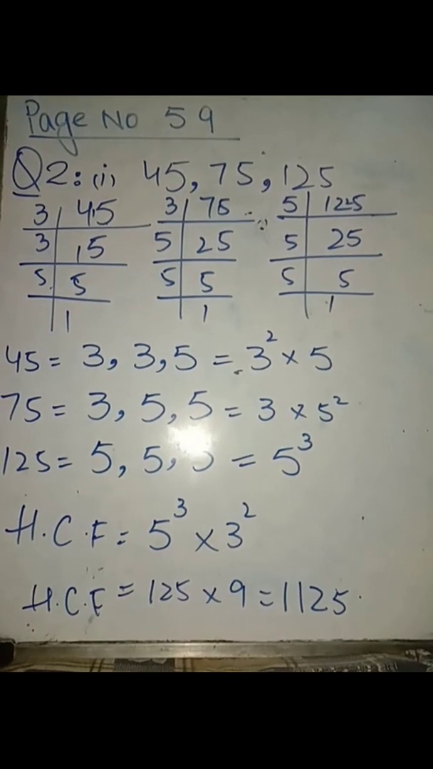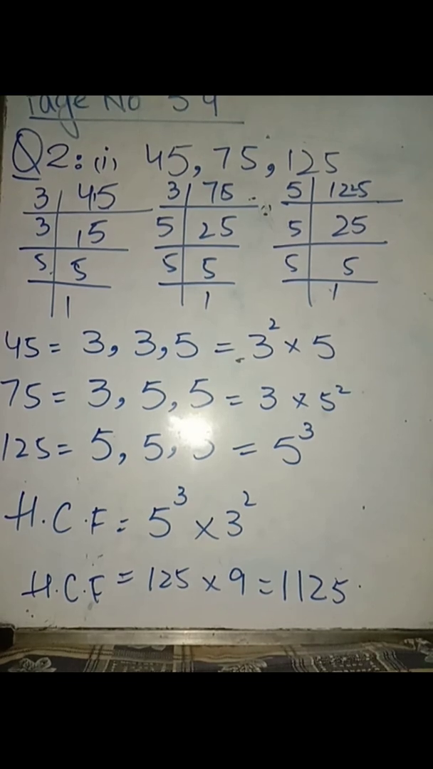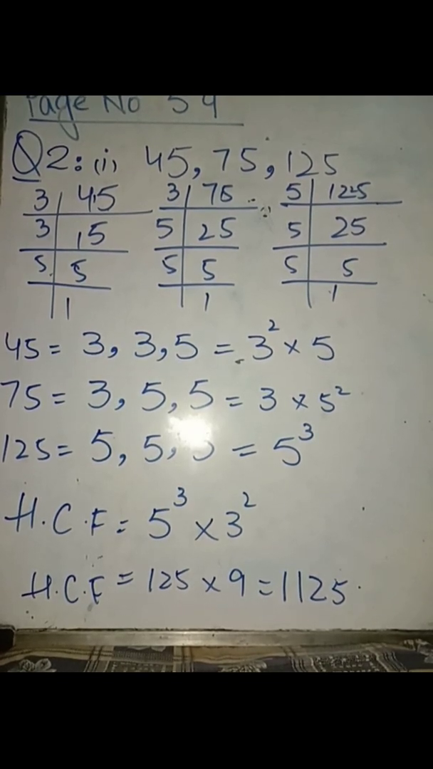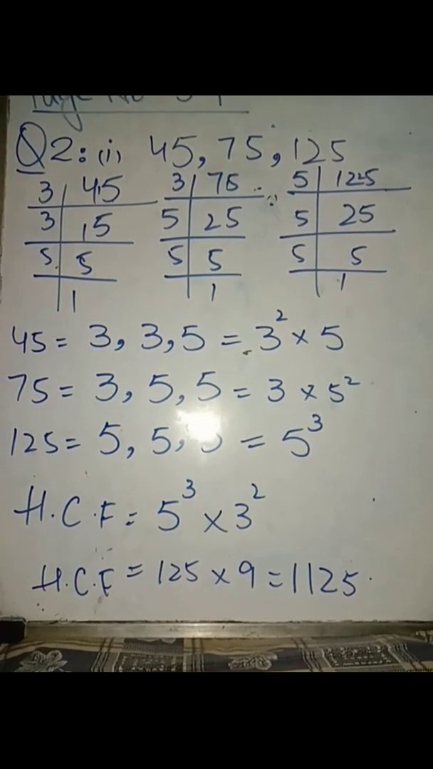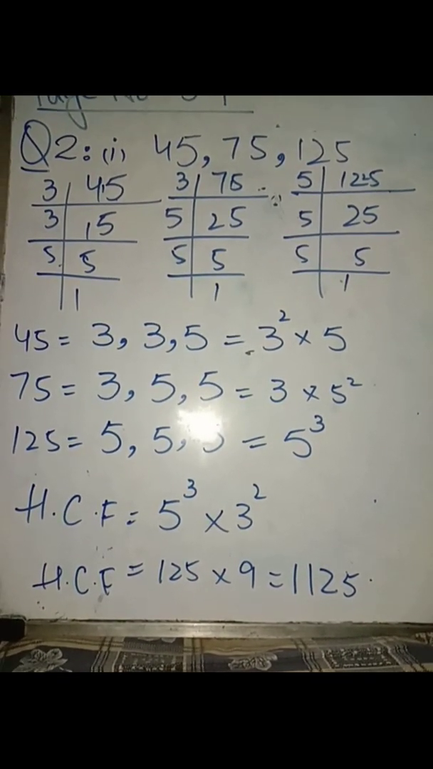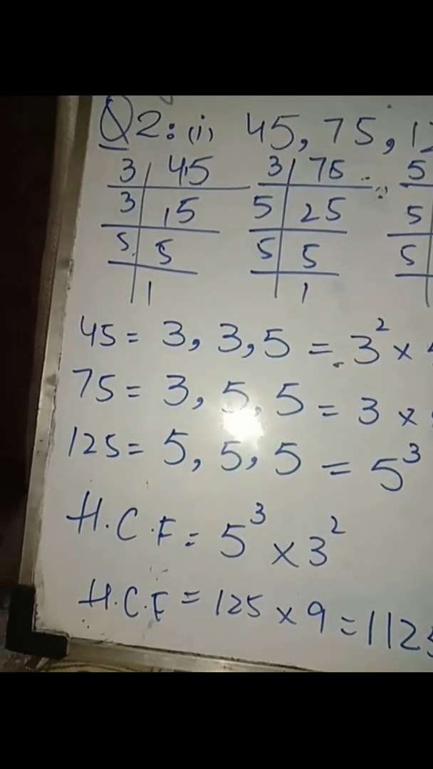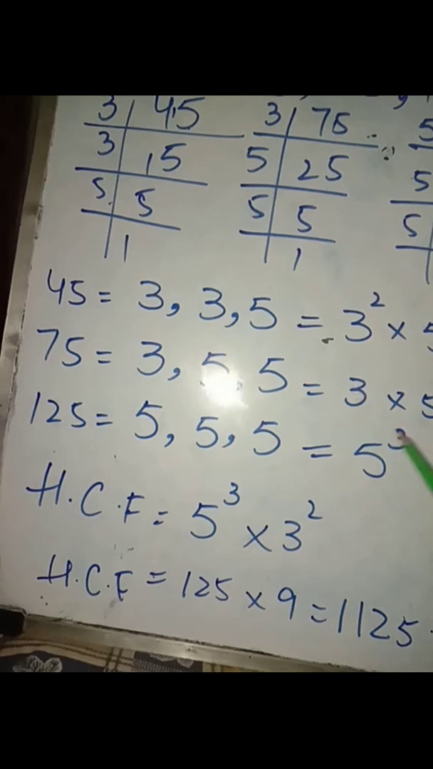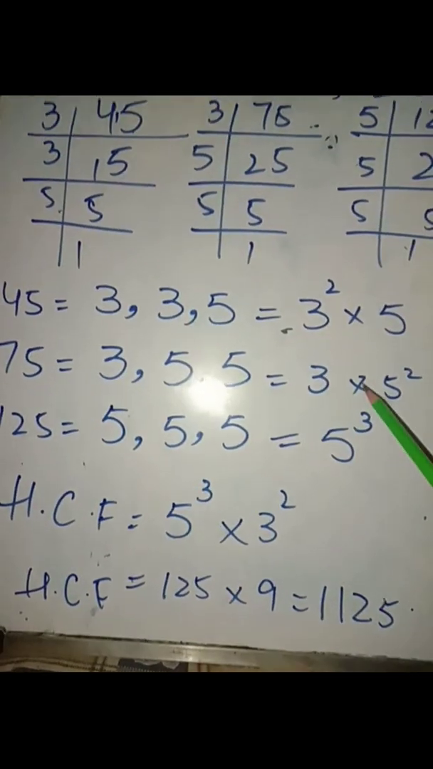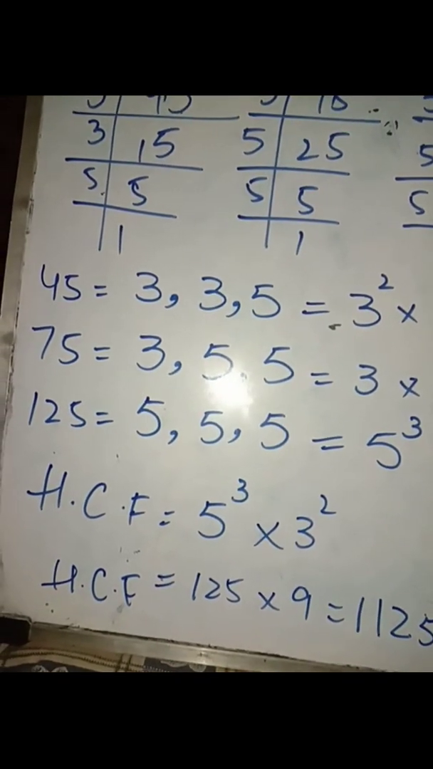We have a question, students: 45, 75 and 125. Take prime factors of 45, 75 and then 125. We got 3, 3, 5 for 45, 3, 5, 5 for 75 and 5, 5, 5 for 125. Now what is the degree of 3? The degree of 3 is 3 square, because we have 2 times 3 and 1 time 5. In 75 we have 1 time 3 and 2 times 5, meaning 5 square. In 125 we have 3 times 5.